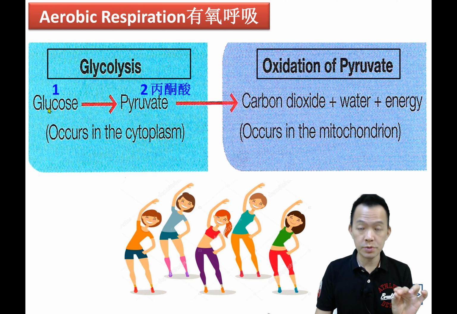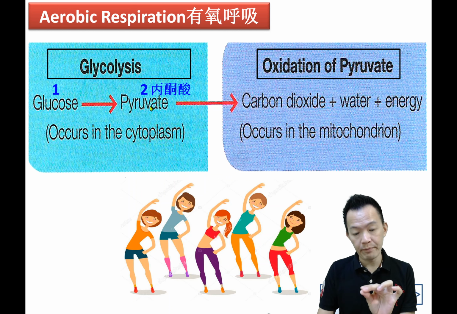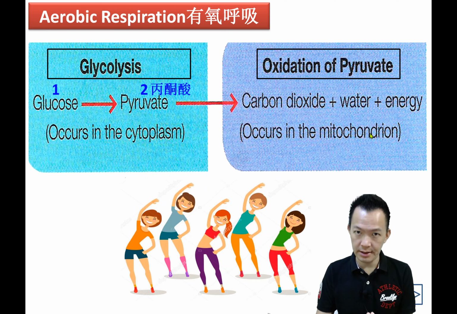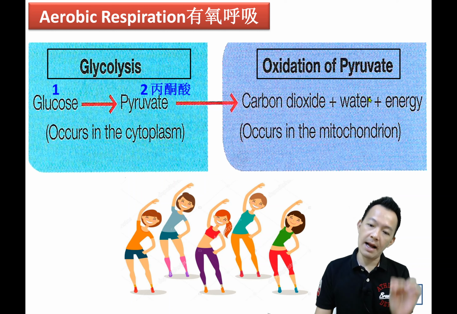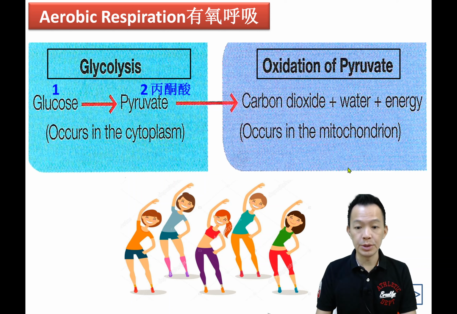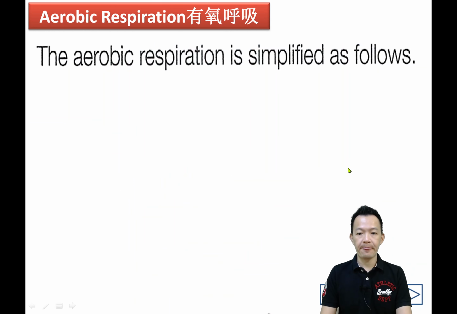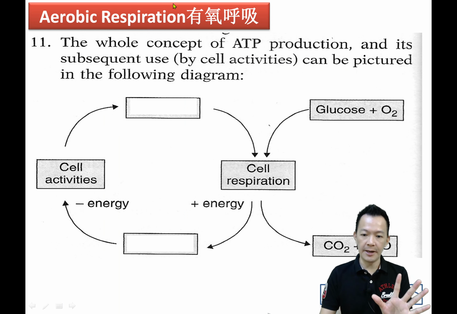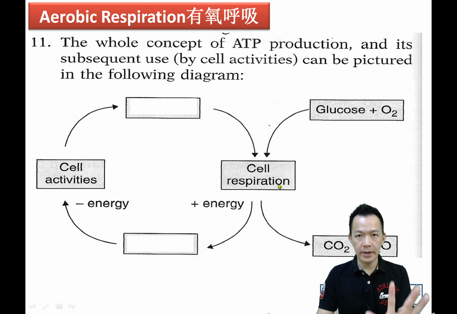So you need two processes. Glycolysis breaks down one glucose molecule into two pyruvate molecules. And the pyruvate molecules will be further oxidized inside the mitochondrion, or mitochondria, to become carbon dioxide, water, and energy. So this is the process called aerobic respiration. There are actually two processes inside. The aerobic respiration is simplified as follows.